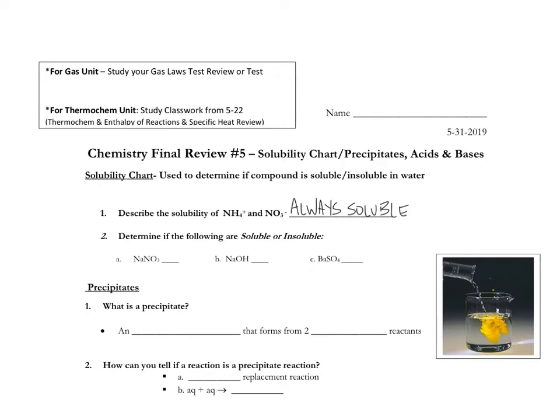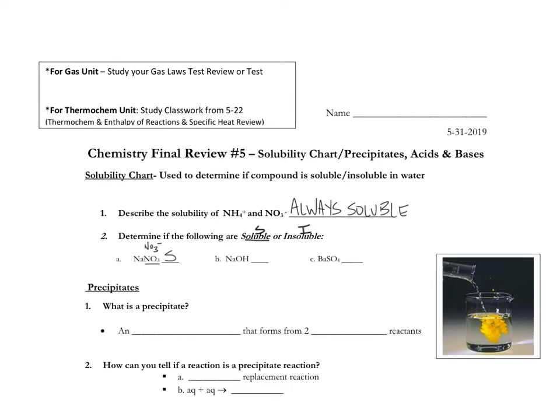So let's figure out if the following compounds listed are soluble or insoluble. Starting with sodium nitrate. I'm always looking for the negative ion here, and the negative ion is my nitrate. So I'm looking for NO3 minus, and we just looked at that one. NO3 minus is soluble, and it has no common exceptions, so that means it is always soluble. It will always dissolve in water.